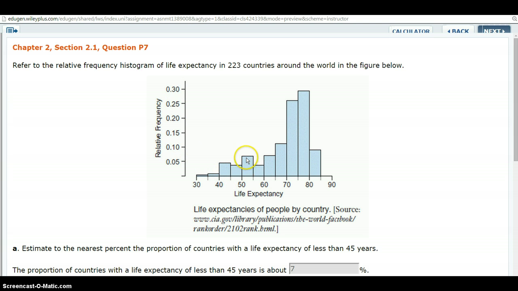For example, if I look at this bar right here, it's coming across at about 0.7. So about 0.7, or 0.07, sorry, 7% of my total population has life expectancy between 50 and 55. In other words, of the 223 countries in the world, about 7% of them, the average age that people live to is between 50 and 55.